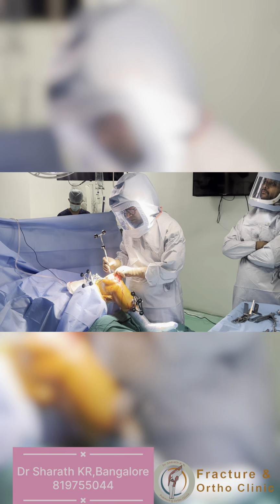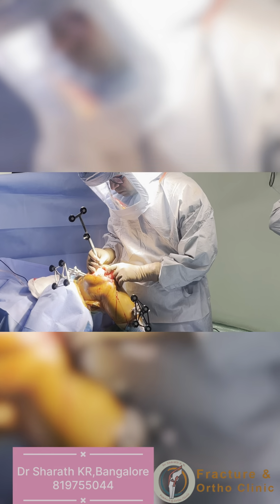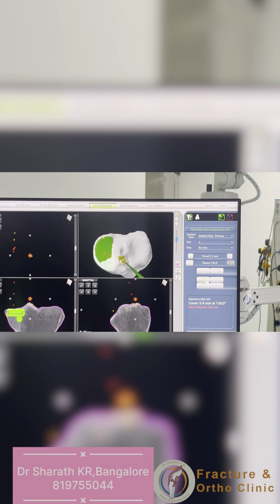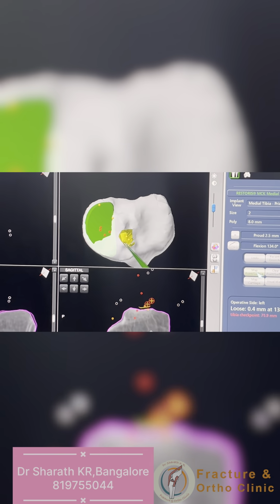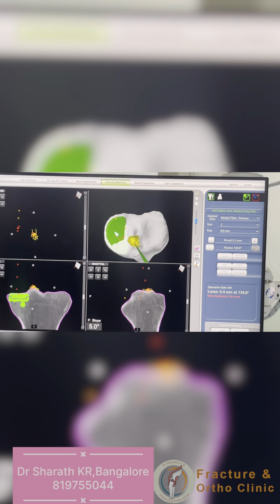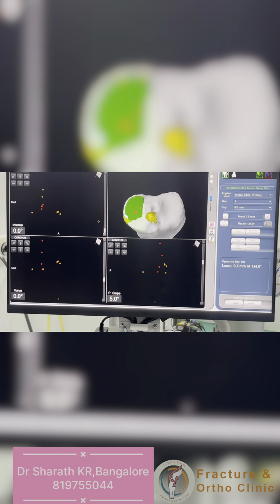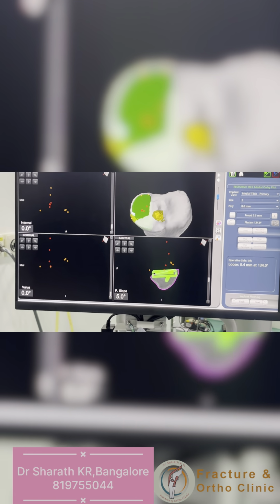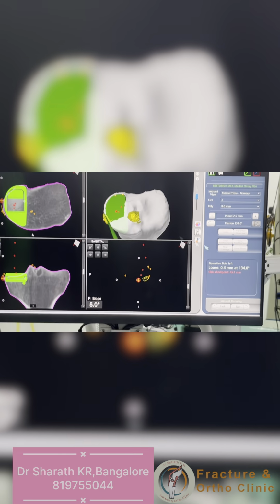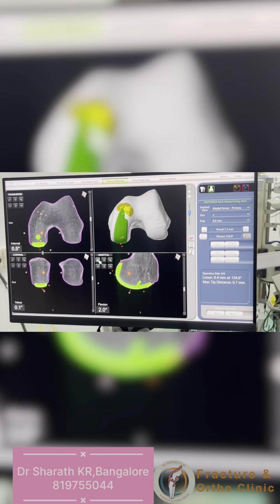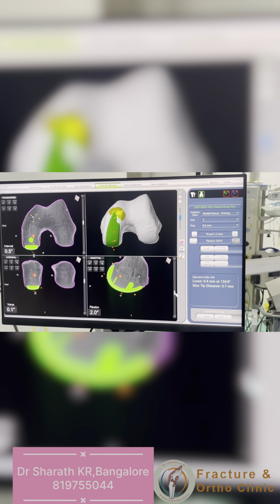That means both components are uniformly loaded when the person is flexing and extending and walking. This is the last thing, which is the cartilage mapping. So we have to check the cartilage at the tibia here, in the extension, how much of this is coming in contact with the ACL and tibial spine and overlapping the cartilage. These minute details are also recorded.